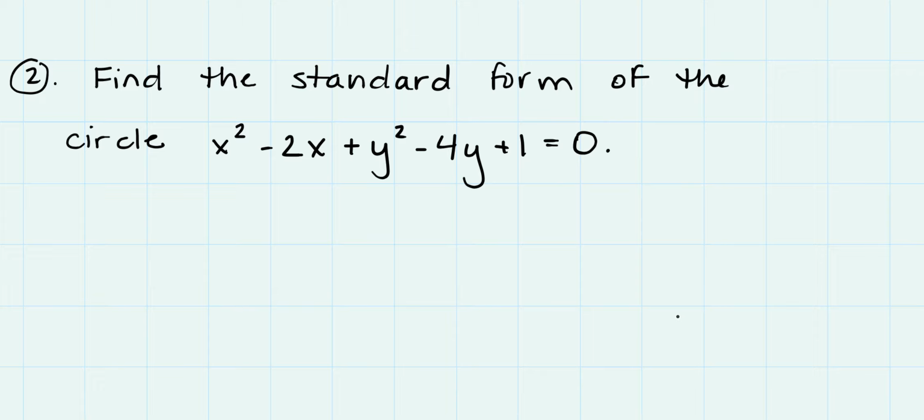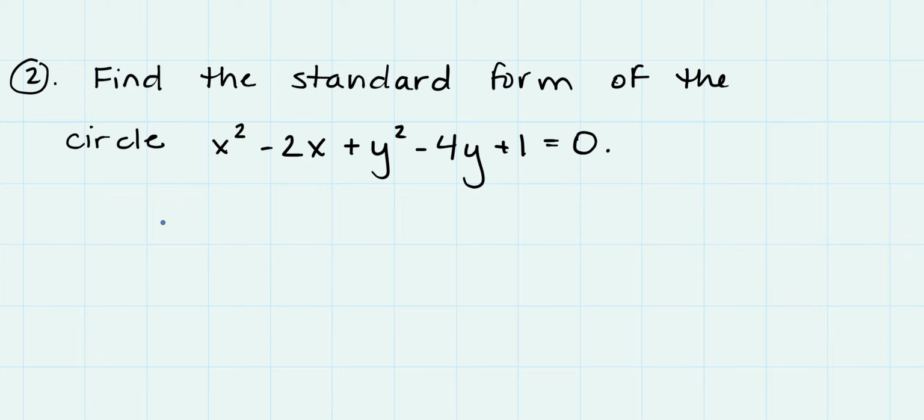Let's find the standard form of this circle. x squared minus 2x plus y squared minus 4y plus 1 is 0. First, we have to make sure it's a circle, so we have to make sure that this is the general form of a circle, and it is. Now let's try to get this into standard form.